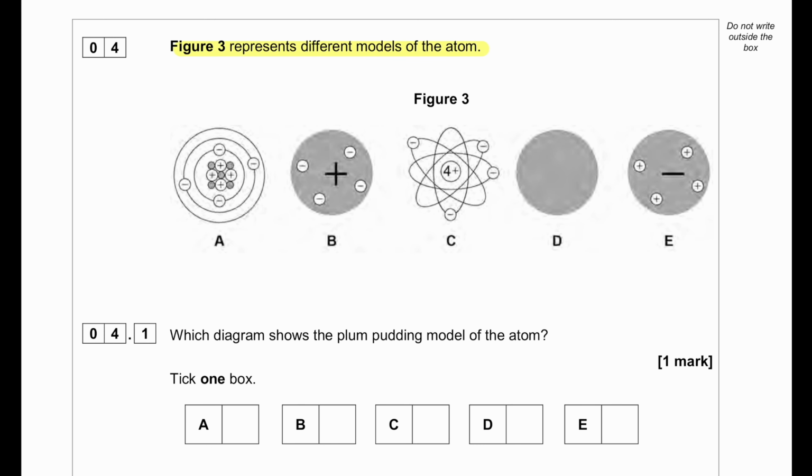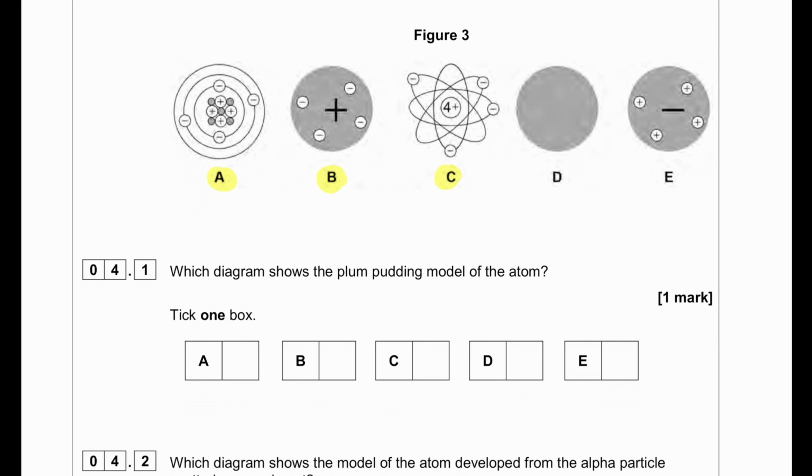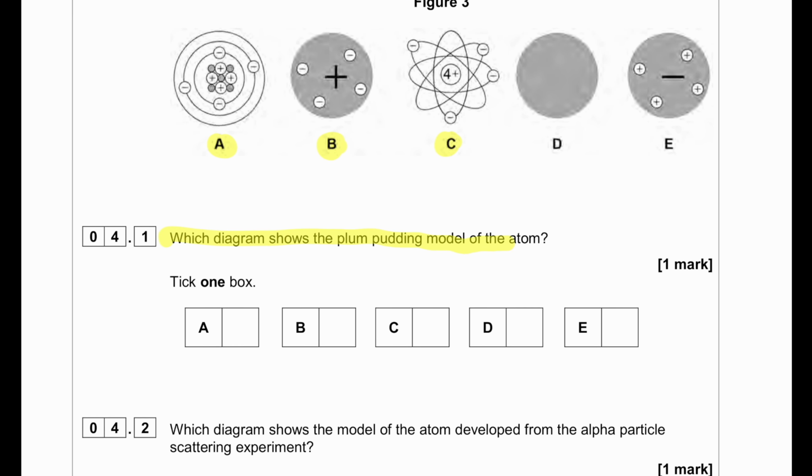We can see A, B, C, D, we can see a few options. Which diagram represents the plum pudding model of the atom? Guys, according to the plum pudding model of the atom, what happens is that the positive charge and the electrons are scattered within the structure. So it will be B.